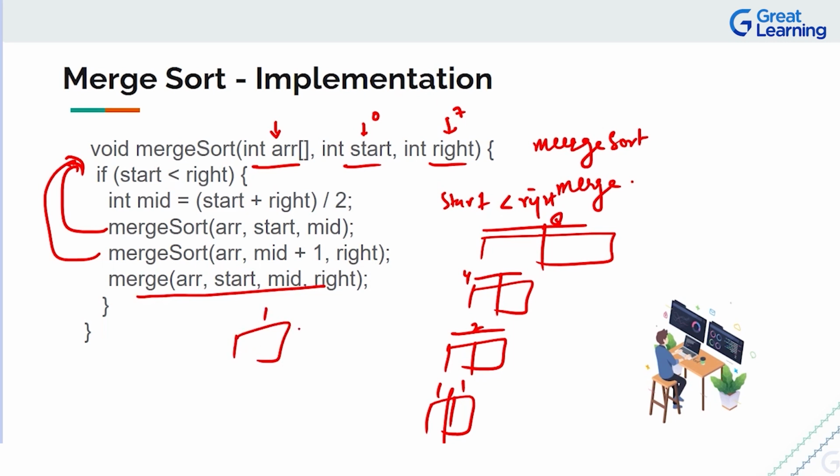Now when you have these single-element segments, and these are sorted, then you will be calling your merge function on them and you will be sorting them into a single array. In this case it was, I guess, 10 and 23. Now it will be sorted to 10 and 23, right? So this is how you implement your merge sort.